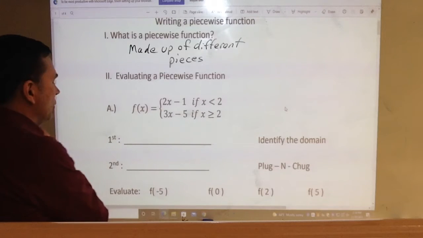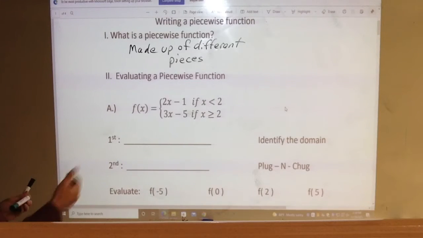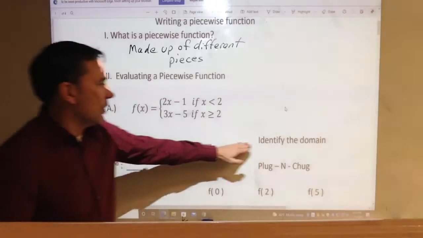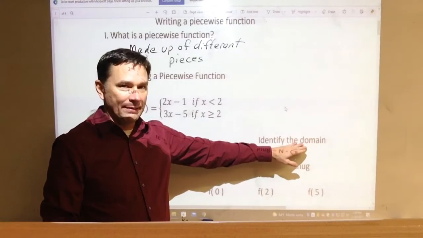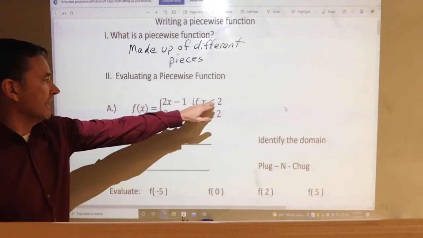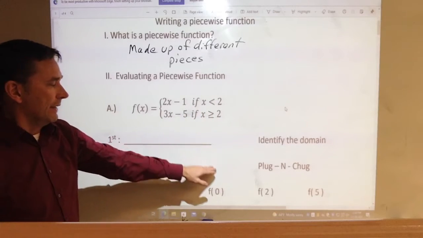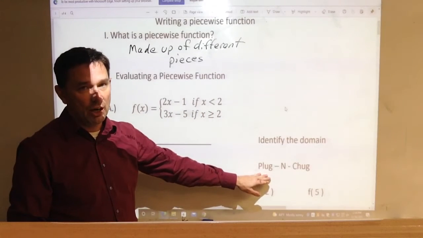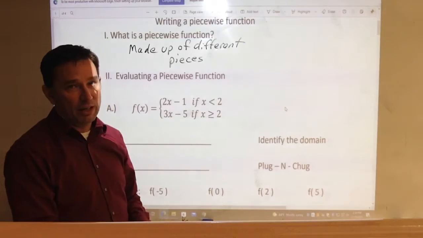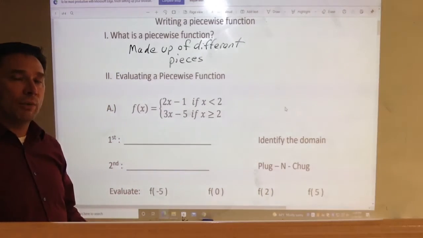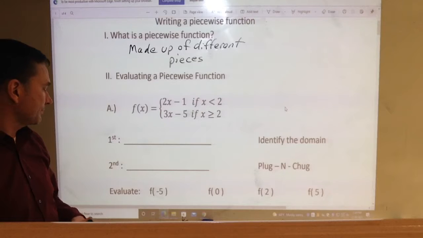So whenever we're evaluating these, I want to think about two things. First of all, identify what part of the domain it is in. Is it less than 2, or is that number greater than or equal to 2? And then we can do what we call plug and chug. Put the number in there, and then see what it evaluates out and what our answer is.